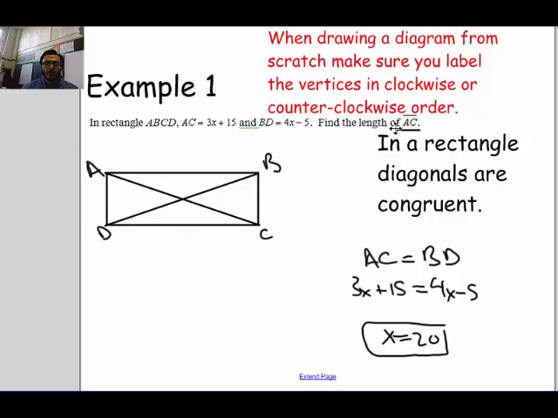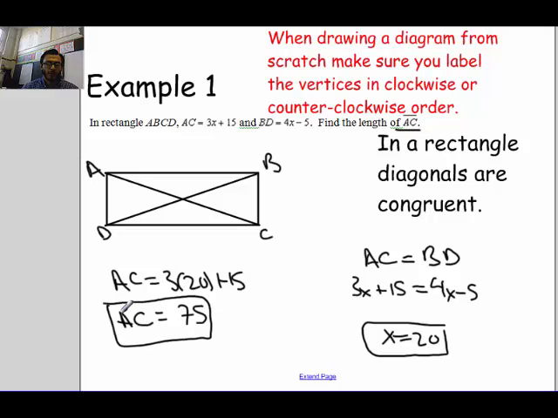To find the length of AC, just simply substitute. So AC equals 3 times 20 plus 15, and I will get 75 units long. So that's AC, 75 units long.